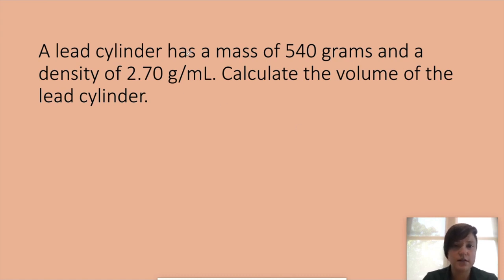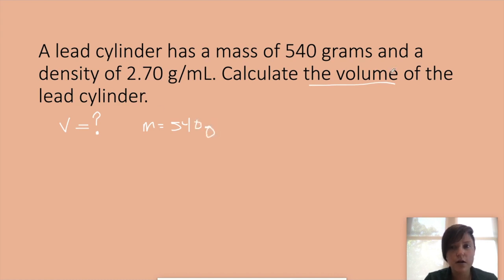All right, so let's do one that says volume. So a lead cylinder has a mass of 540 grams and a density of 2.70 grams per milliliter. Calculate the volume of the lead cylinder. So again, the volume is what we're looking for. So V is a question mark because we don't know what it is. It says the lead cylinder has a mass of 540 grams. So we know that mass is equal to 540 grams.